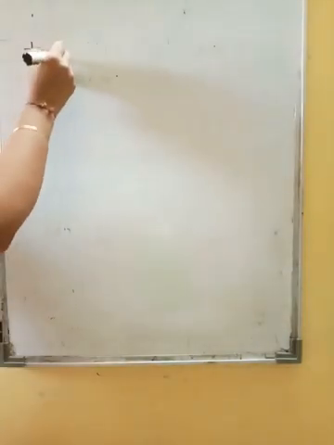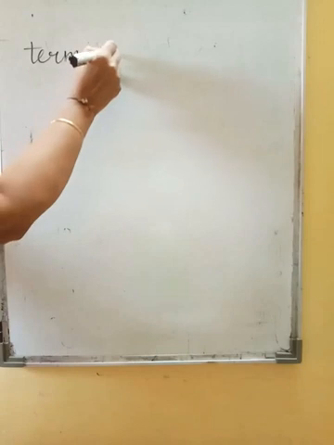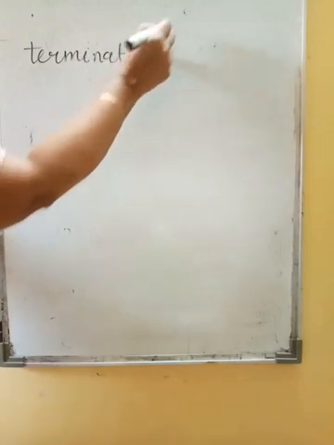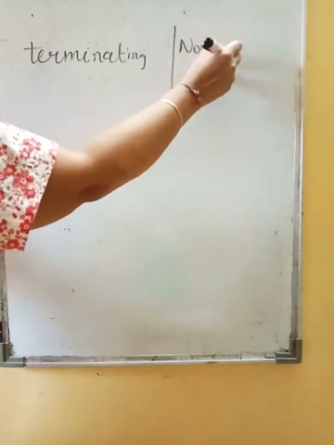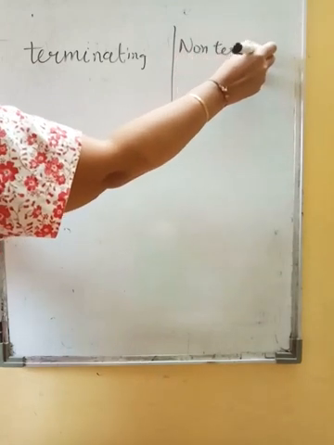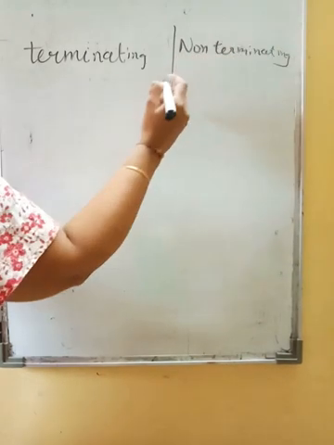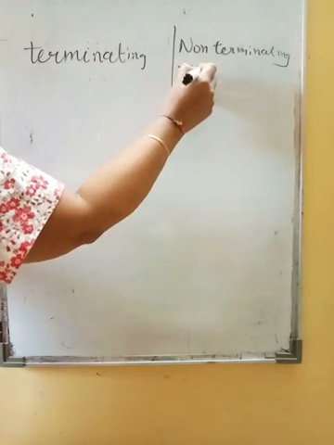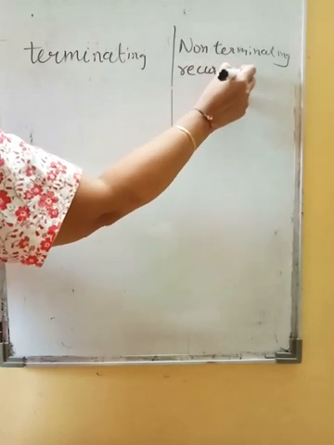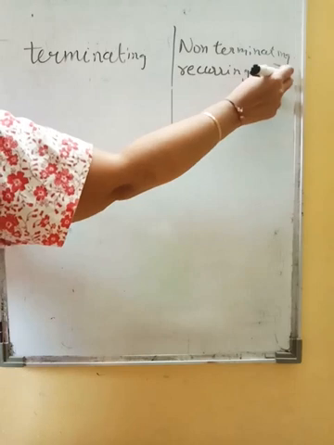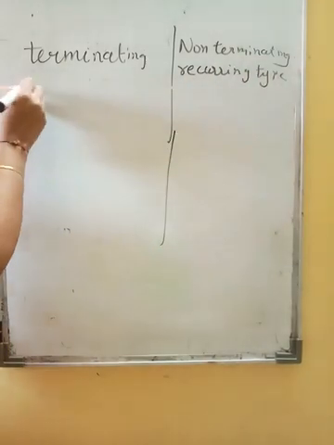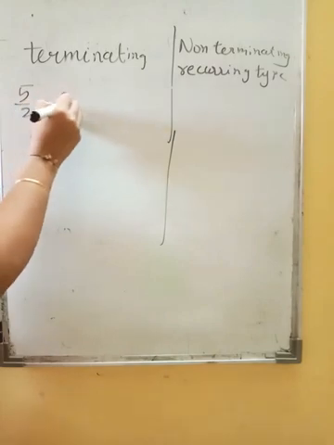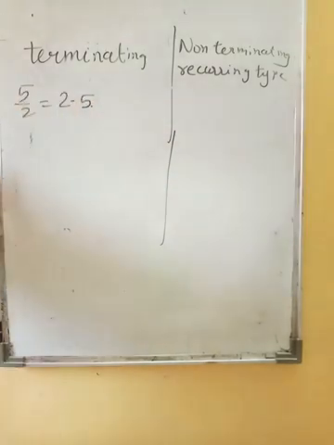One is the terminating type and another is the non-terminating, opposite of it. But children, this non-terminating is always recurring type. Now I will give an example to explain it. Children, as you know, just now I did 5 upon 2. The answer came out to be 2.5. Correct?